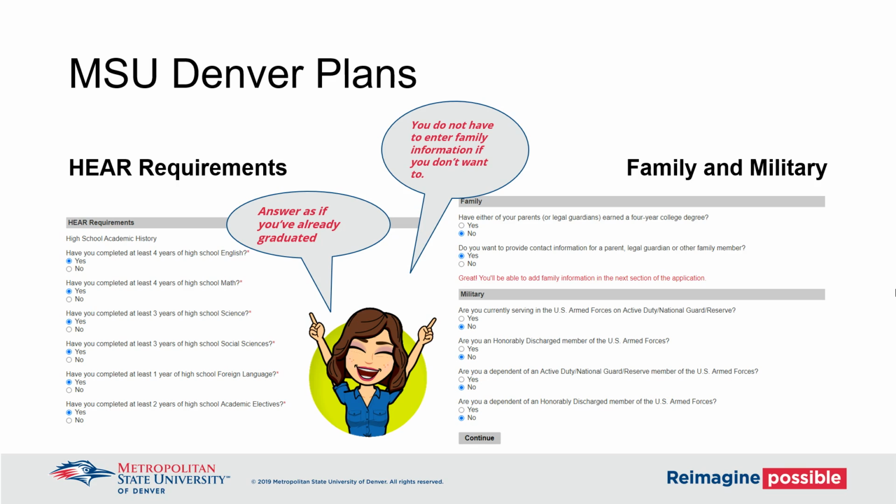The high school requirements section is just the high school history that you've completed so far. Again, answer as if you've already graduated. If you don't have any family information you'd like to enter, you don't have to. If you would like to, you'll be prompted on another screen.